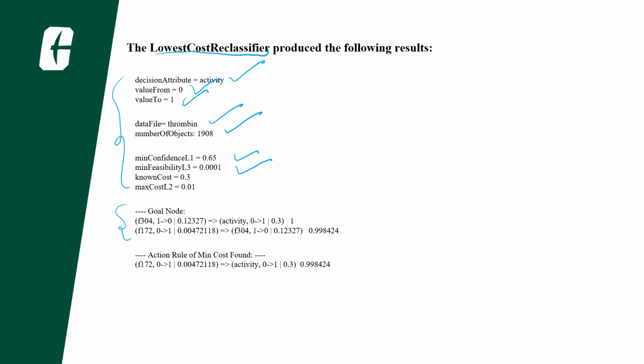Here we got two values. Using these two values, we find out the minimum cost. Among these two, the minimum rule is 0.99824. Using this value, we can find the minimum cost of binding to thrombin database.